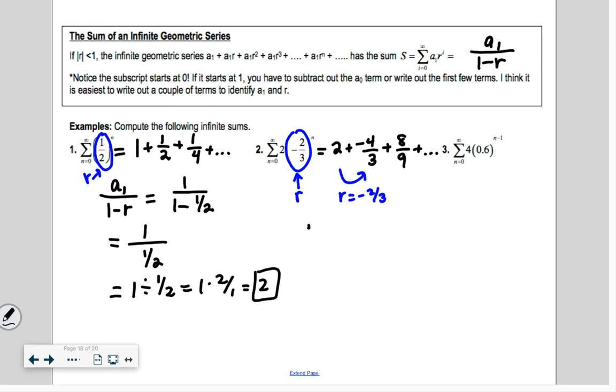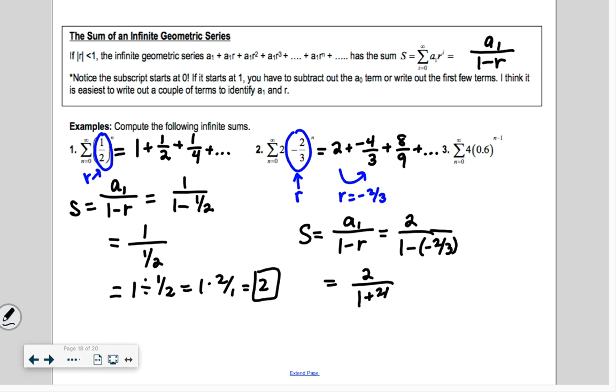So I'm going to have the sum, let me write s is equal to, sum of infinite we just write as s. We don't do a subscript. So s is equal to a1 over 1 minus r. So a1 is 2, 1 minus a negative 2/3 is 2 over 1 plus 2/3, which is 2 over 5/3. When you flip it, so 3/5 times 2, you end up getting 6/5.